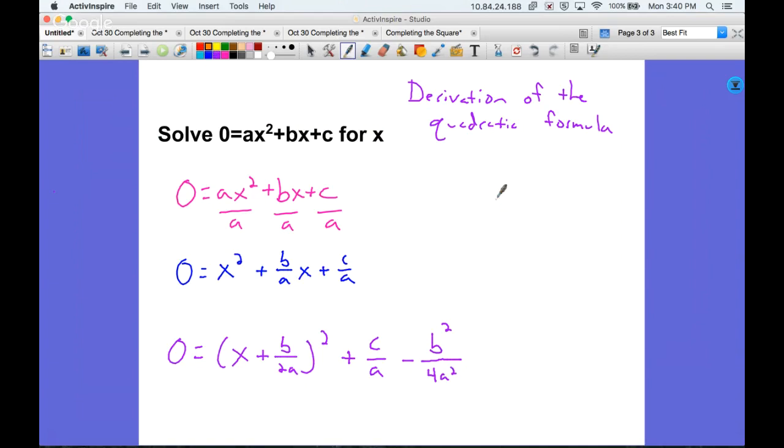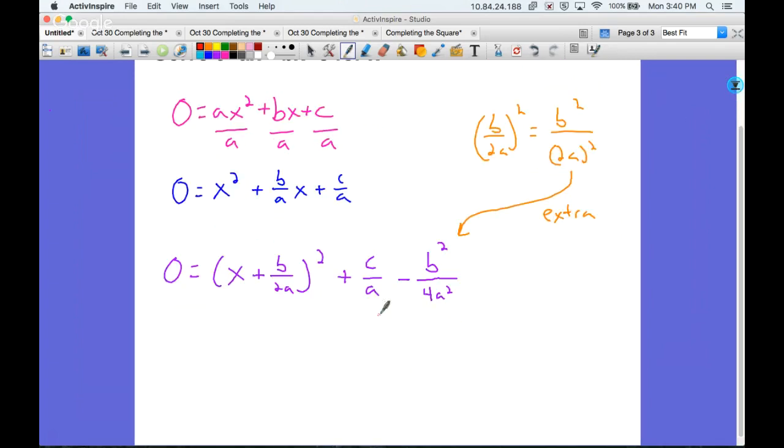I can show that scratch work real quick. b over 2a squared equals b squared over 2a squared, which is where this came from. This was the extra. That's what we've been calling it when we've been completing the square. All right, so this is going pretty well. Next thing I'm going to want to do is combine these two terms at the end here. Sort of just a way of simplifying it.